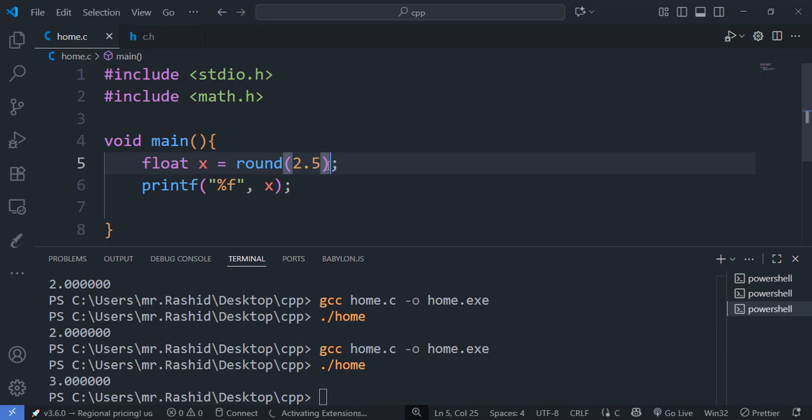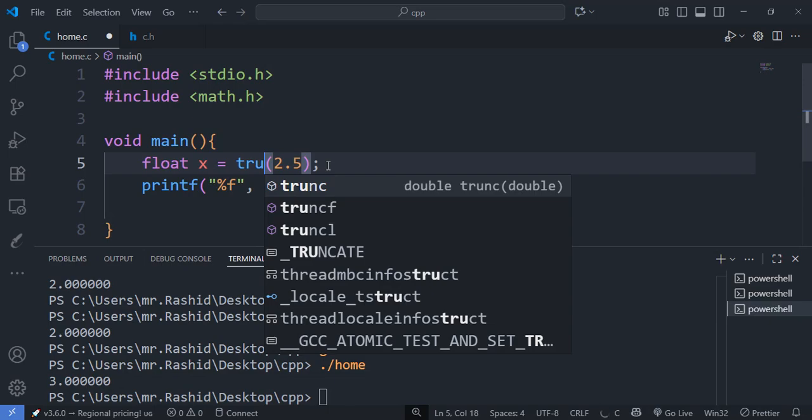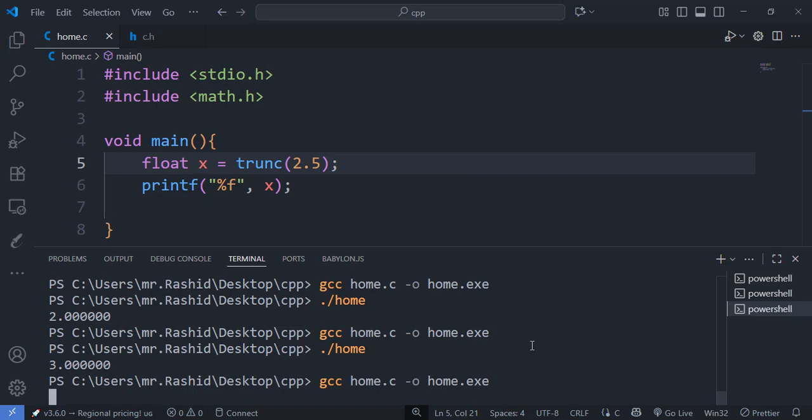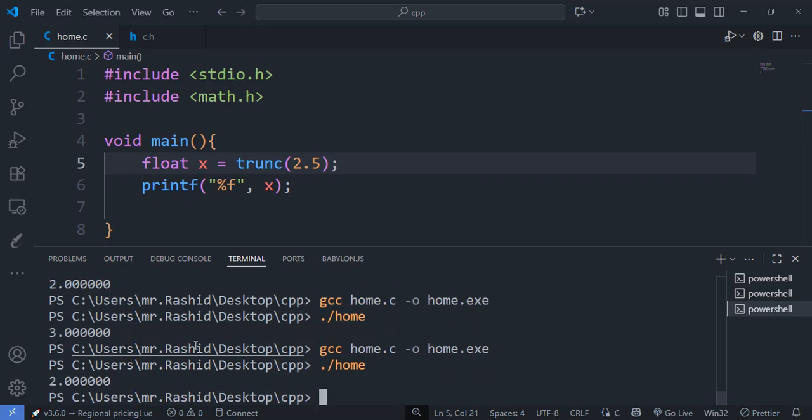Okay, it is a normal round. We also have another one which is called trunc, and this one removes the small part. It's like truncate, it removes that extra part. For instance, we can use it like this. Let us use trunc. If we compile and run, we get 2. So it just removes the small part.